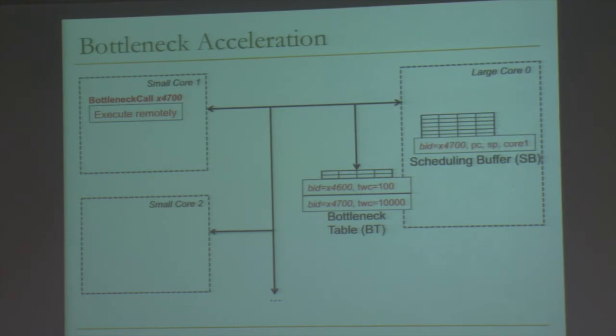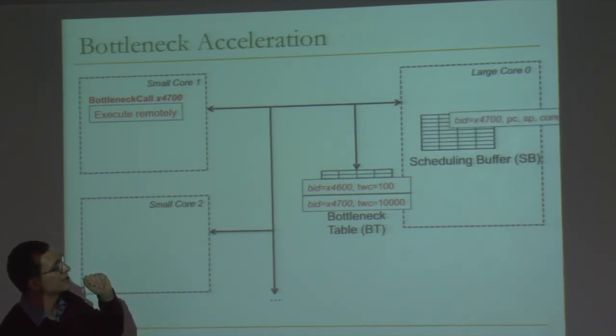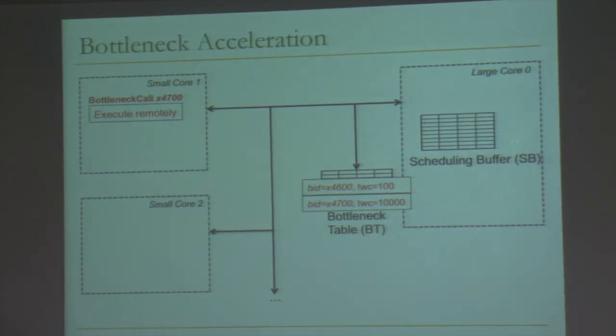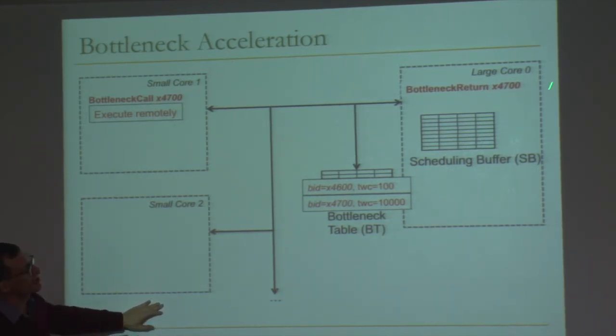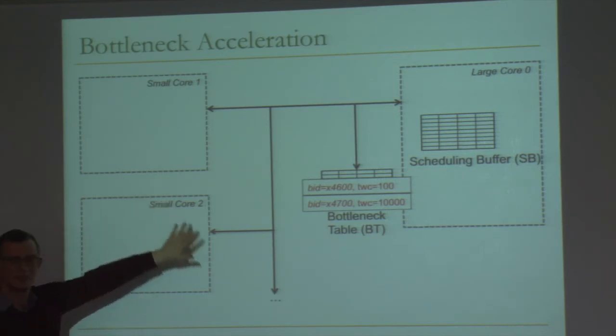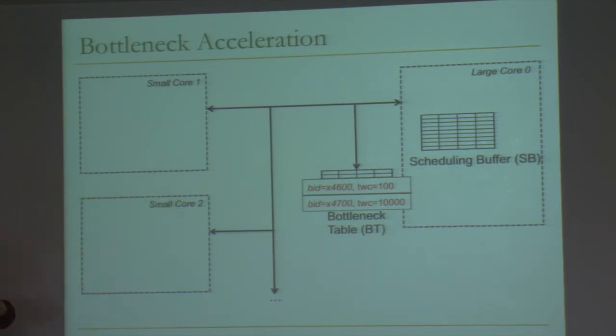And when this becomes the most important bottleneck, the large core takes it from the scheduling buffer and executes starting from the program counter, uses the stack pointer, et cetera, just like accelerated critical sections. Make sense? It's kind of beautiful. And later, it executes the bottleneck return instruction. Once it executes the bottleneck return instruction while executing the bottleneck, it sends a signal to the small core saying, I'm done with your bottleneck. You can keep going with whatever you were doing before. Okay, and they communicate through the stack, so all of the values are consistent across the memory.